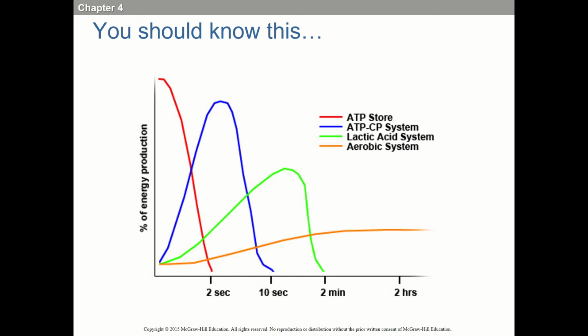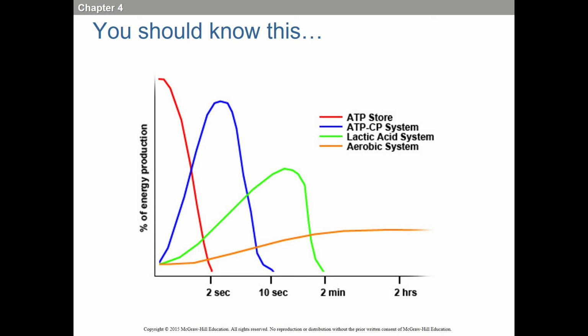Things that we need to talk about. Hopefully, you recall these numbers here, the ATP storage, about how long that can supply energy. Then after that, the phosphagen or creatine phosphate system, then the lactic acid system or anaerobic glycolysis, more or less, and then following that, the aerobic system.